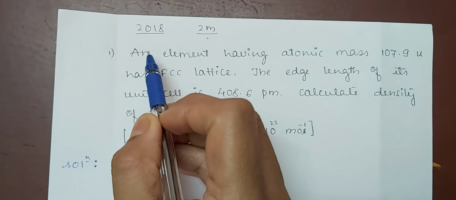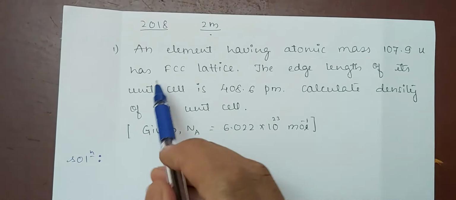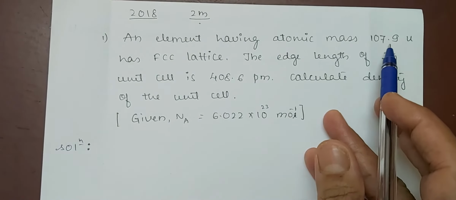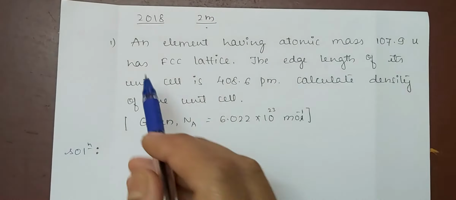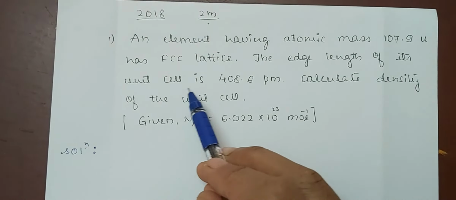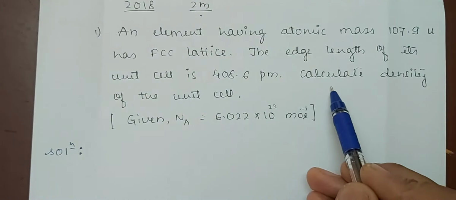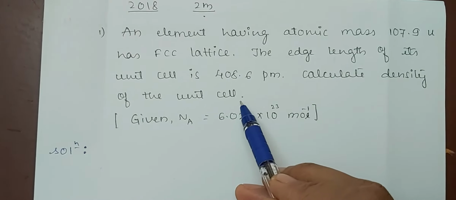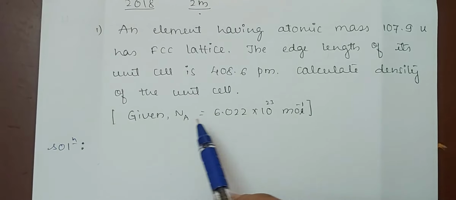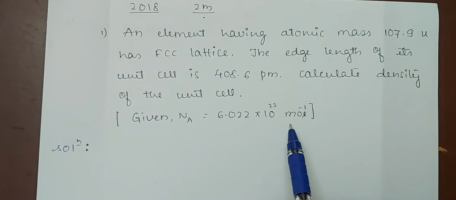Okay, let us see one numerical problem based on this. This question was asked in 2018, which carries 2 marks. An element having atomic mass 107.9 unified mass has FCC lattice. The edge length of its unit cell is 408.6 picometer. Calculate density of the unit cell. For that, Avogadro number is given, that is Na is equal to 6.022 into 10 raised to 23 per mole.